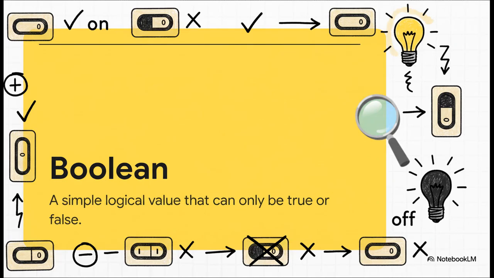And our third basic ingredient is a Boolean. This one is the simplest of all. It can only ever have one of 2 values, true or false. That's it. You can think of it like a light switch. It's either on or off. Booleans are super useful for asking simple yes or no questions in a program.